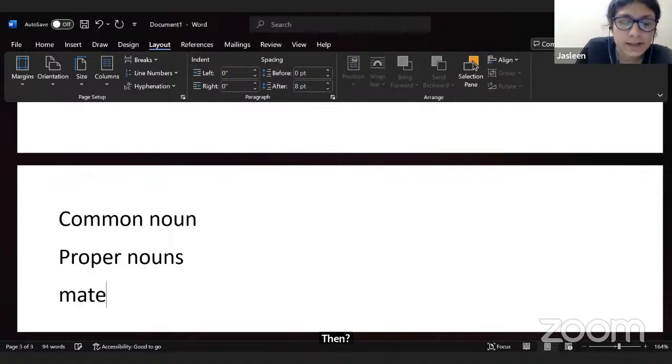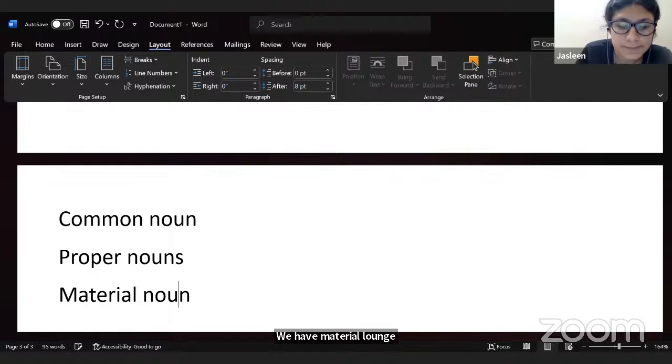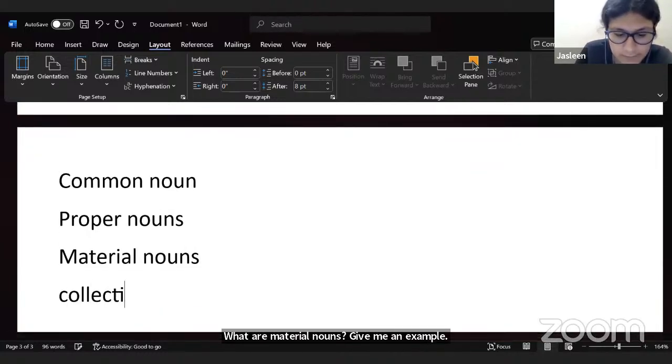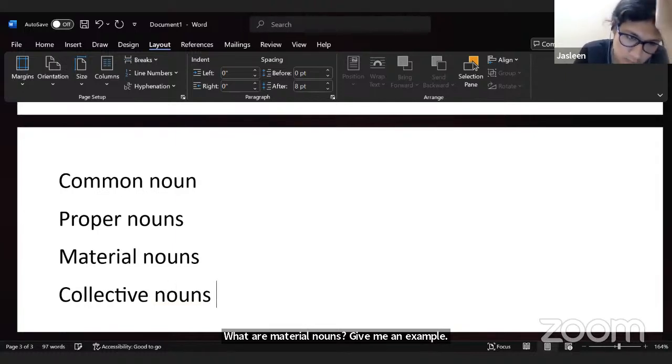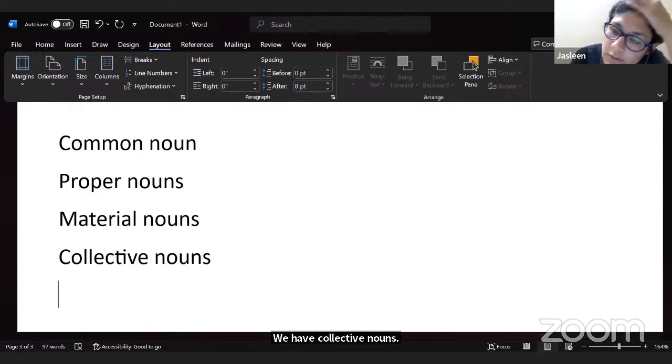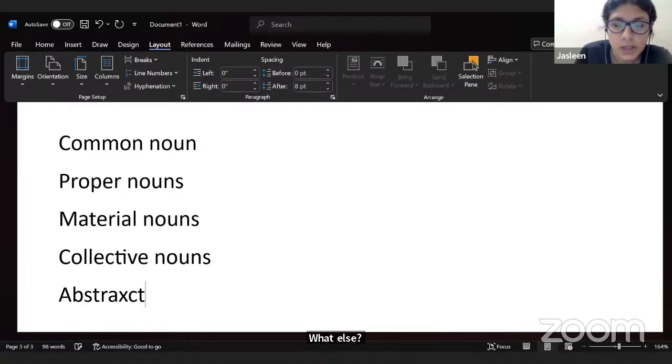Then we have material nouns. What are material nouns? Give me an example. We have collective nouns. What else? Last one is the abstract noun. I want you to give me an example for each right now.